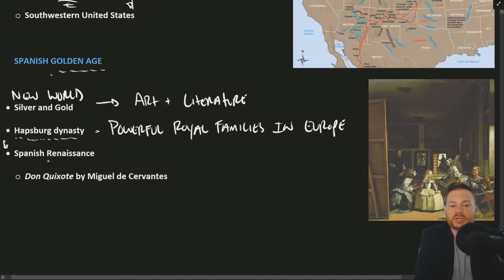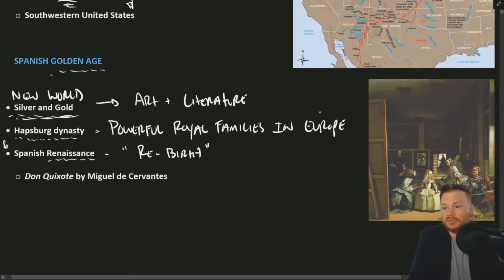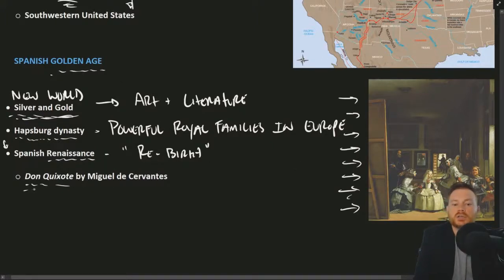This Spanish Renaissance, remember Renaissance means rebirth, was in part due to the wealth and silver and gold that poured into Spain as a result of the conquest. This is an image of one of the artistic works from the Spanish Golden Age, a story or novel. I don't know what you might have heard before, but Don Quixote, a famous book by Miguel Cervantes, was one of the works that was published during this Golden Age, having a direct connection, or maybe not direct, but certainly having a connection to what the Spanish had found in the New World.